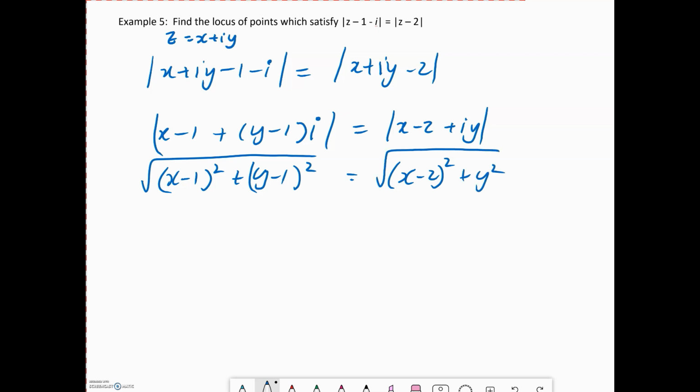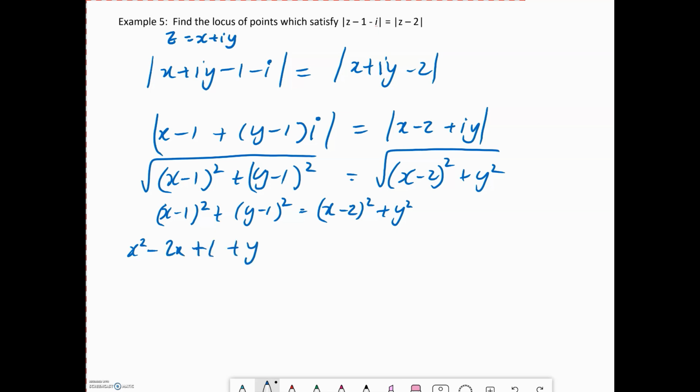Now, squaring both sides, we'll have (x minus 1) whole squared plus (y minus 1) whole squared equal to (x minus 2) whole squared plus y squared. Now let's expand and simplify. x squared minus 2x plus 1 plus y squared minus 2y plus 1 is equal to x squared minus 4x plus 4 plus y squared.